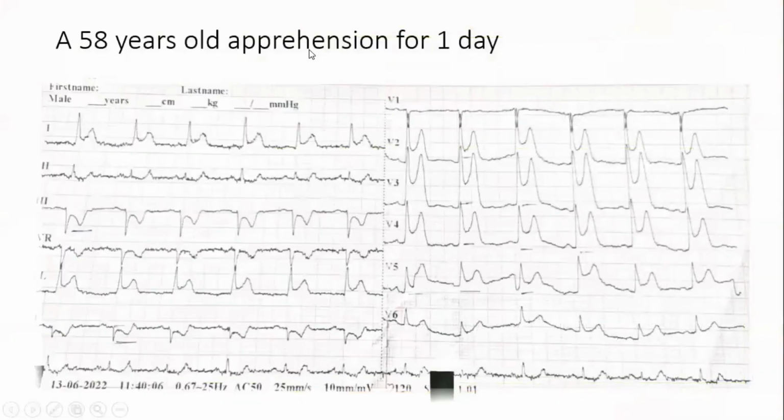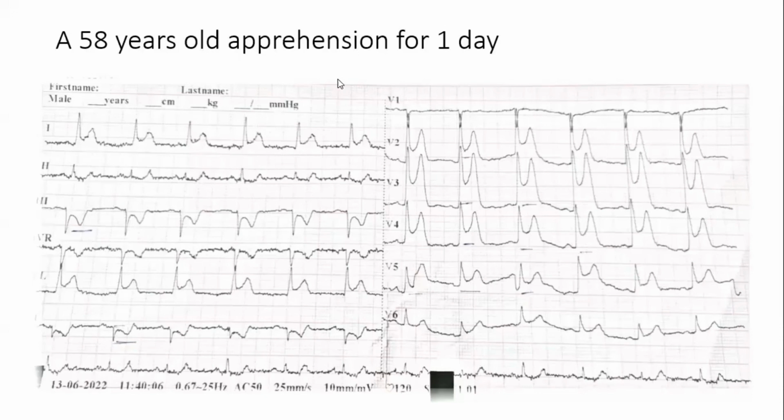Okay, so this is a 58 years old man who presented with apprehension for one day. So what do you think is happening in the ECG? So there are obviously some changes which don't look to be normal. And with this brief history, any thoughts what might be positive findings in this gentleman?